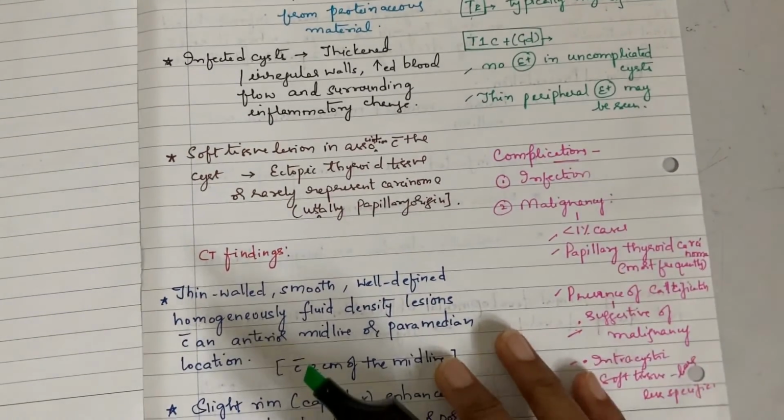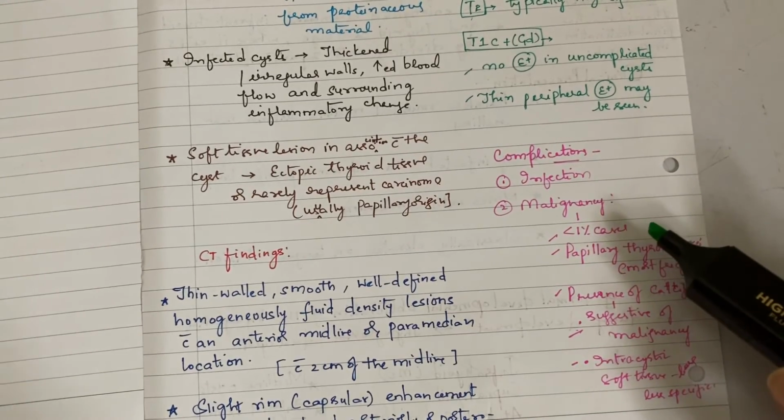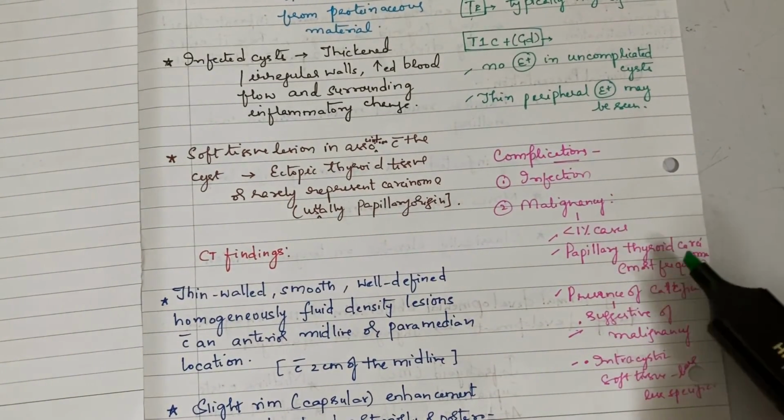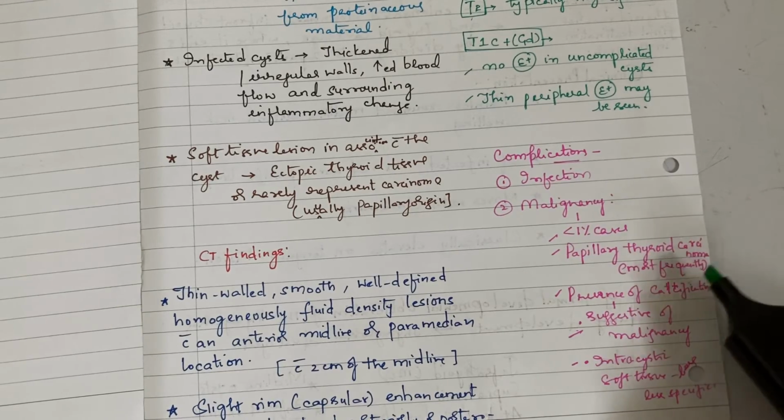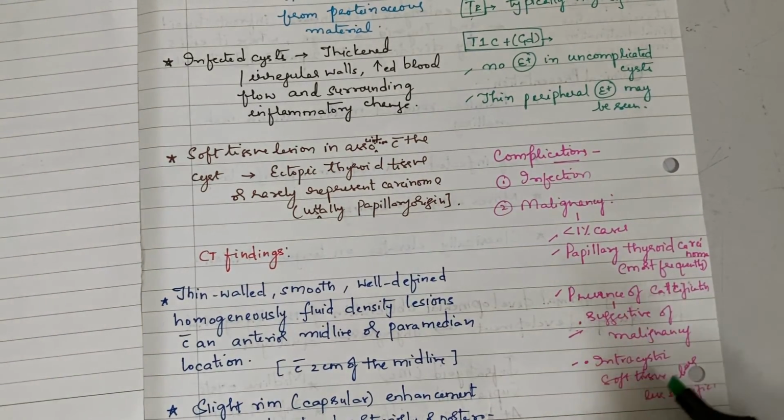Coming to complications, it may get infected. Malignancy occurs in less than 1% of cases, with papillary thyroid carcinoma most frequent. The presence of calcification is suggestive of malignancy. Intracystic soft tissue will be present, but it is less specific.